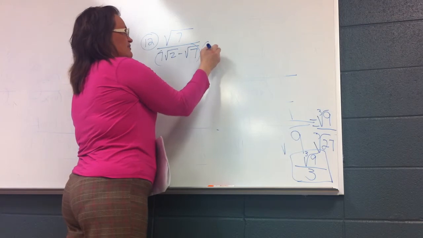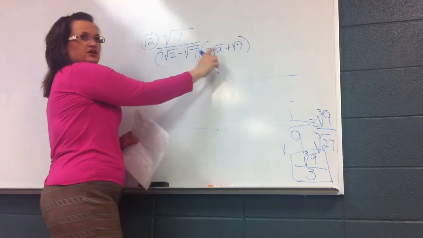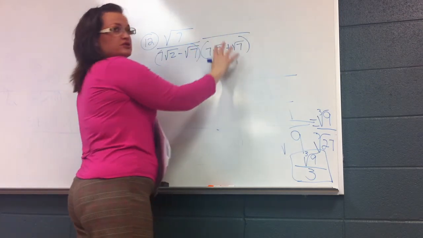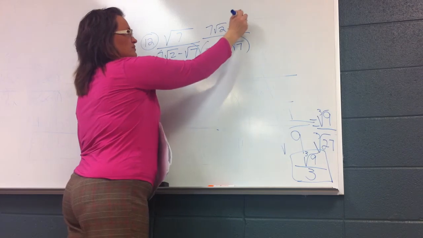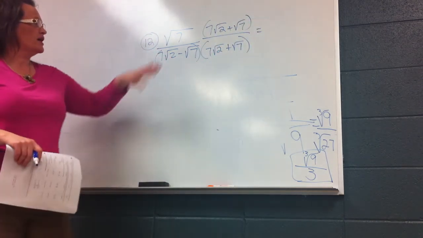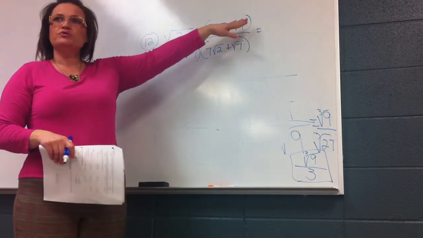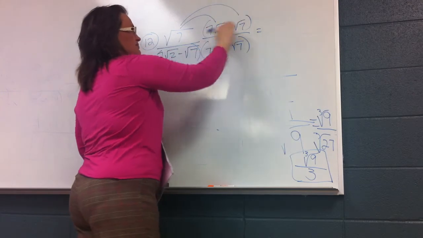Conjugate means the different sign, change its sign. So let's make this 7 square root of 2 plus square root of 7. That's considered the conjugate. Whatever you do to the denominator, you do the exact same thing to the numerator. Okay, in the numerator, this needs to be distributed.